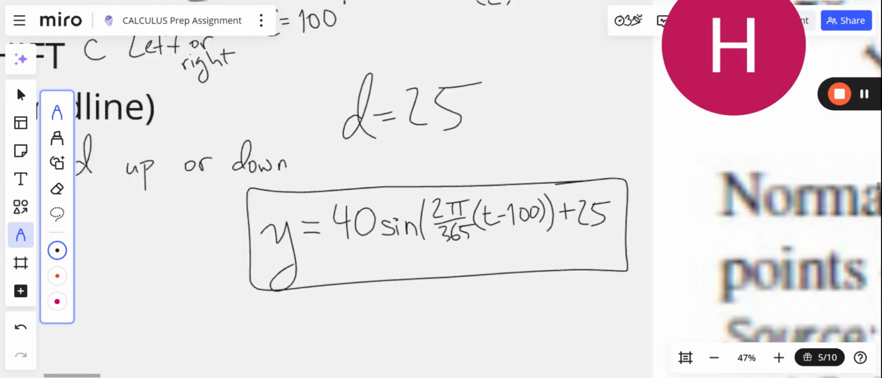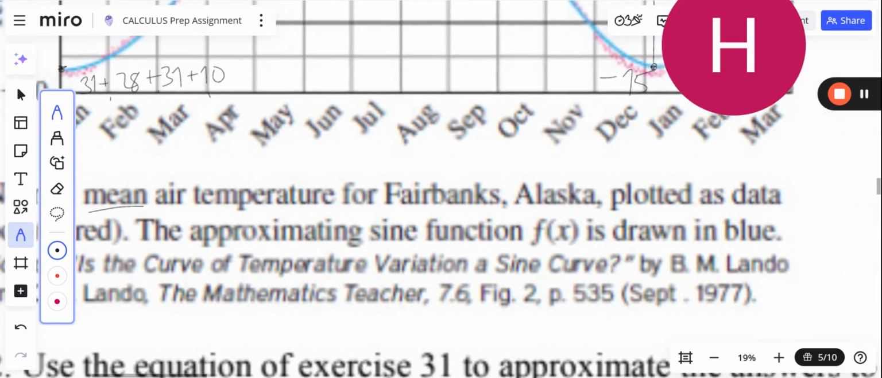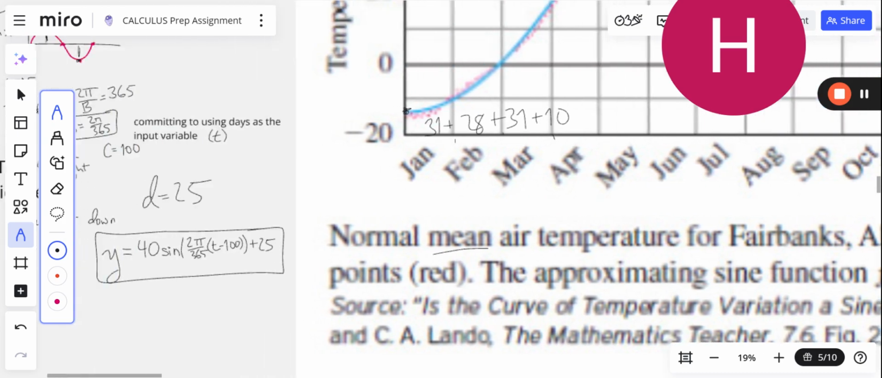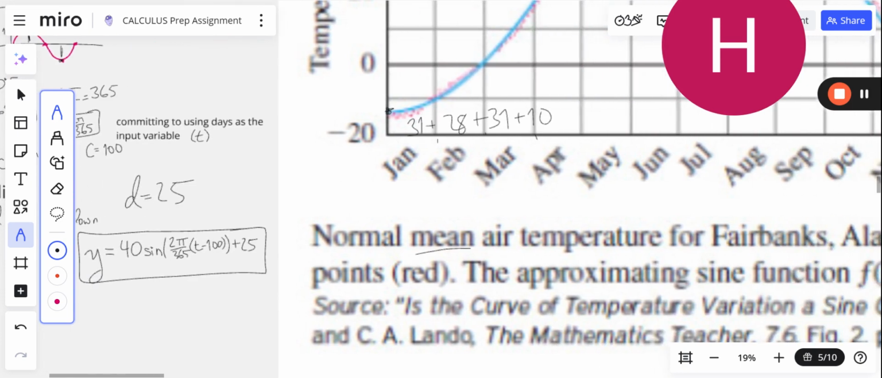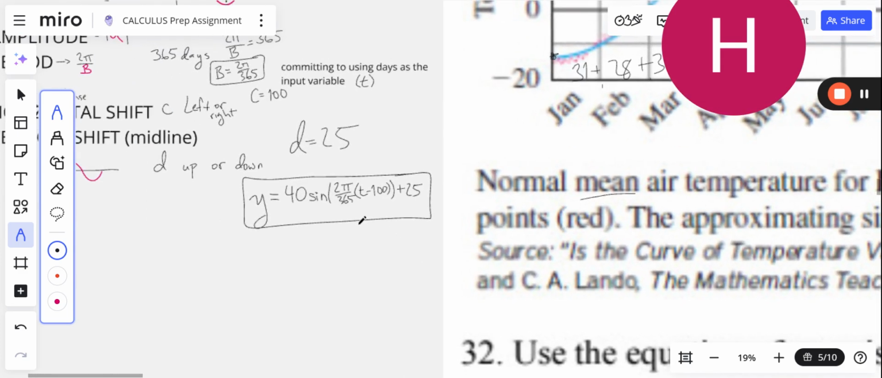This will give us an approximation of, what does this measure? It's the mean air temperature. So it's not even necessarily the high temperature of the day, it's the average temperature on that day for that city. So if you wanted to find approximately what the average temperature would be in Fairbanks, Alaska on a given day, you would find out which day of the year it is, which takes a little bit of time, and then you would plug that into this equation, and you would get an approximate value.